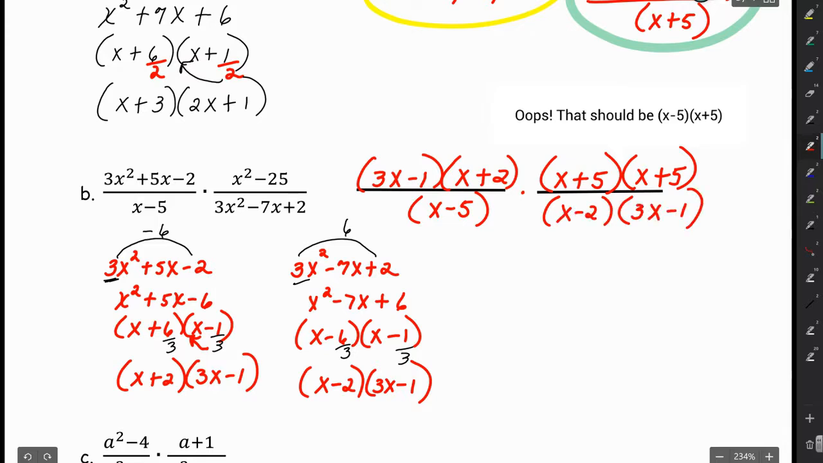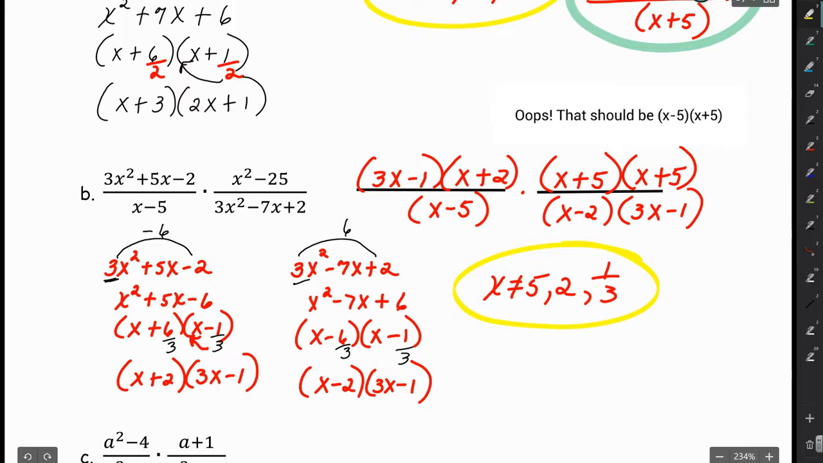Now at this point we're going to look at our restrictions. X cannot equal 5 because of this guy. X cannot equal 2 because of this. And x cannot equal 1/3 because of the 3x minus 1. If we set 3x minus 1 equal to 0, we'll get a third. So those are our restrictions.